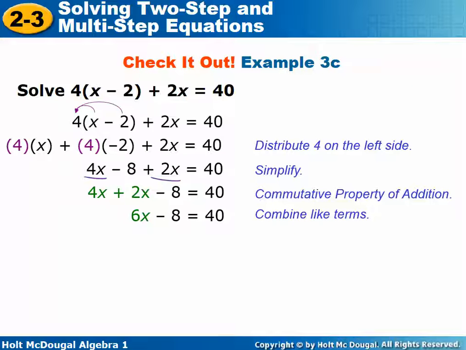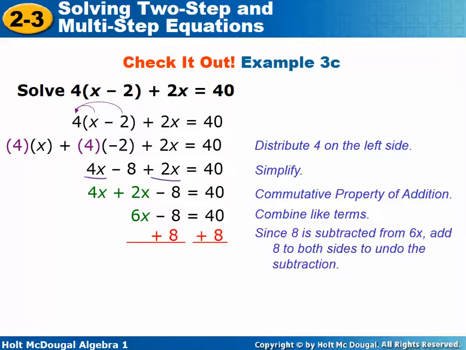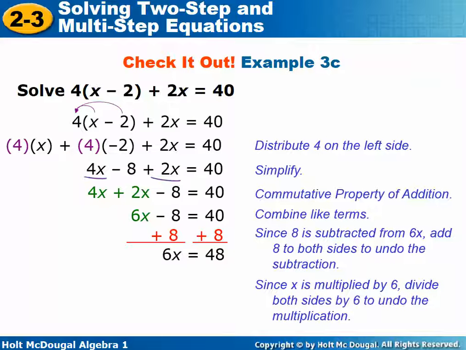And then our next part would be to add 8 to both sides. So you get 6x equals 48. And then we will divide both sides by 6 and finally get our answer of x equals 8.